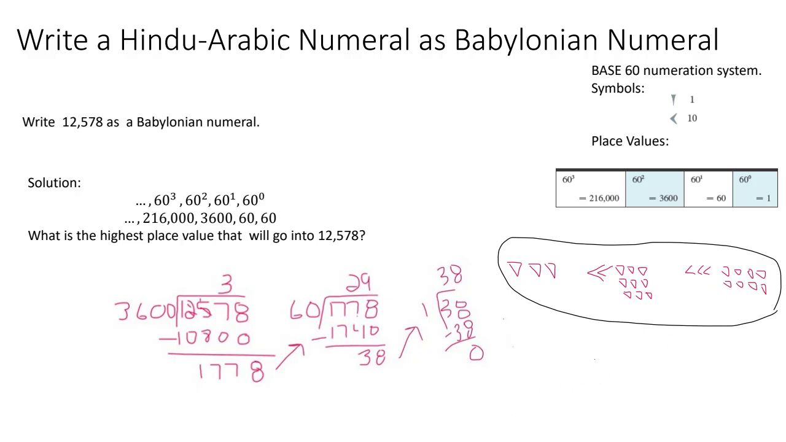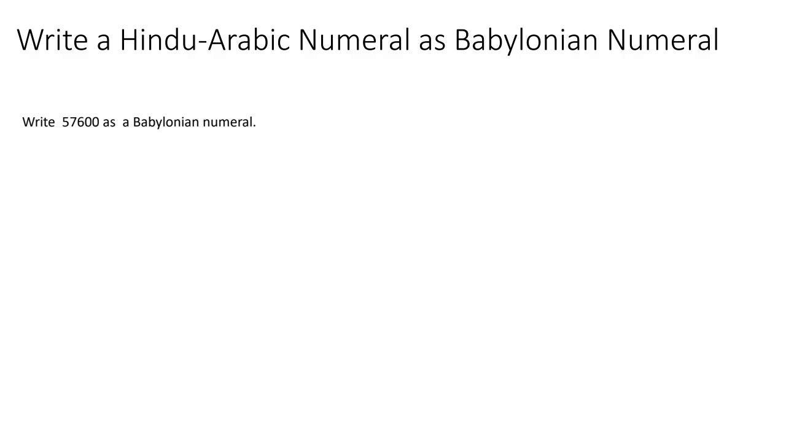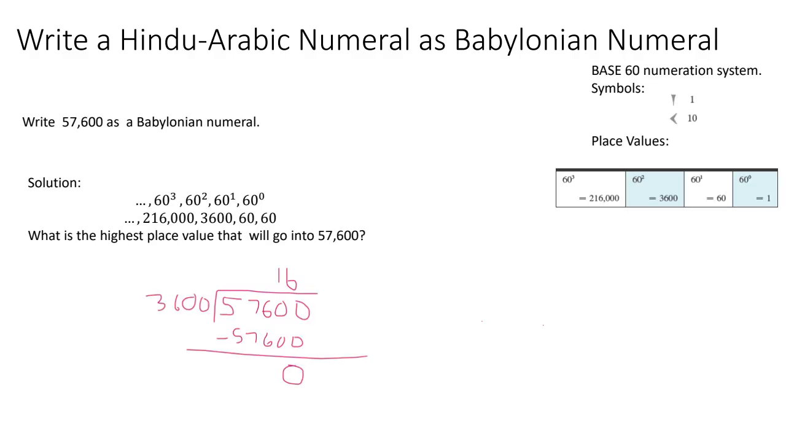And I have one more, 57,600. And so let's see what happens here. So we have, again, our place values. So don't forget, this is a 1. And so the first place value that will divide 57,600 is 3,600. And that goes in 16 times with a remainder of 0.